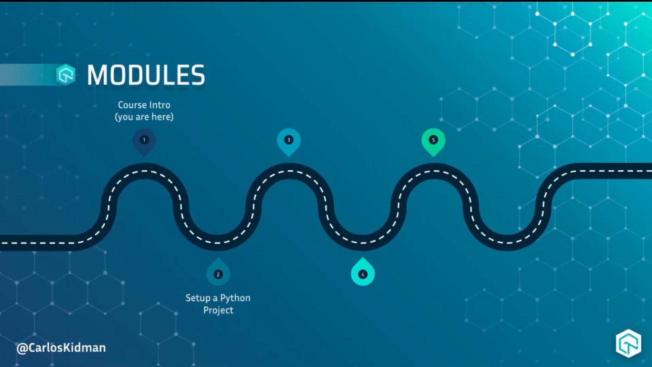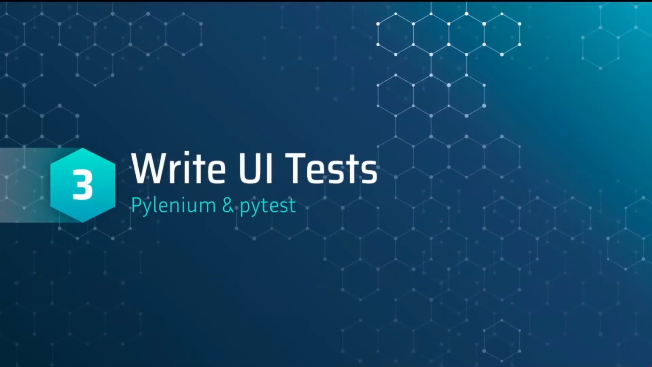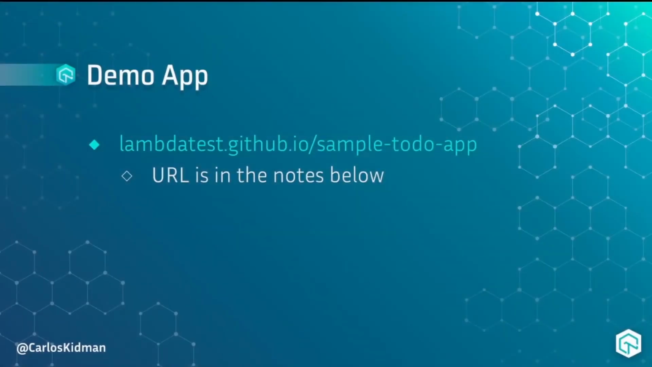Hello again. You made it to the third module where we're going to write UI tests using Pylenium and PyTest. Let's jump right in because we're going to code quite a bit. We'll start by taking a look at the demo app we'll be using in this course. It's a simple to-do app with a single view, and this is the URL. Don't worry, I'll include it in the notes below too.